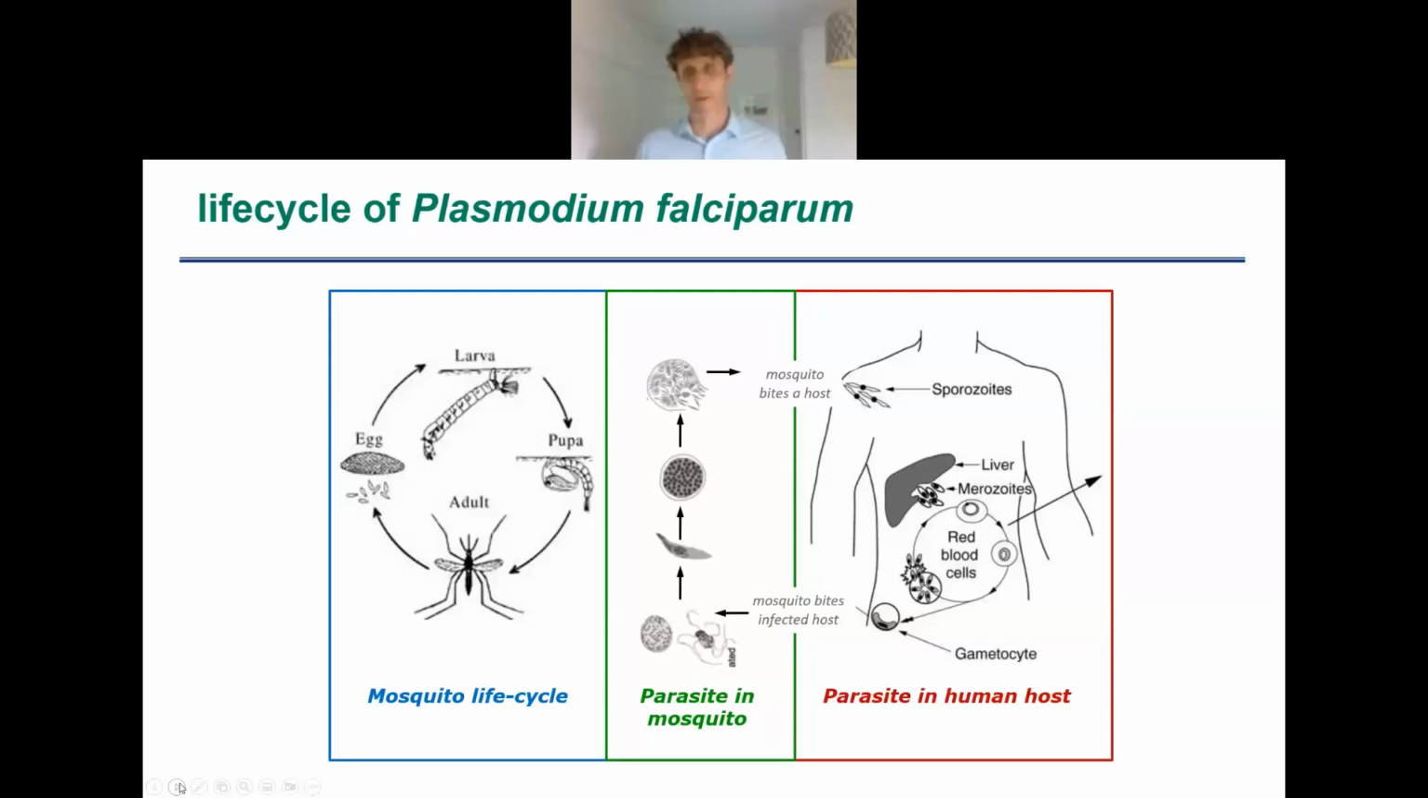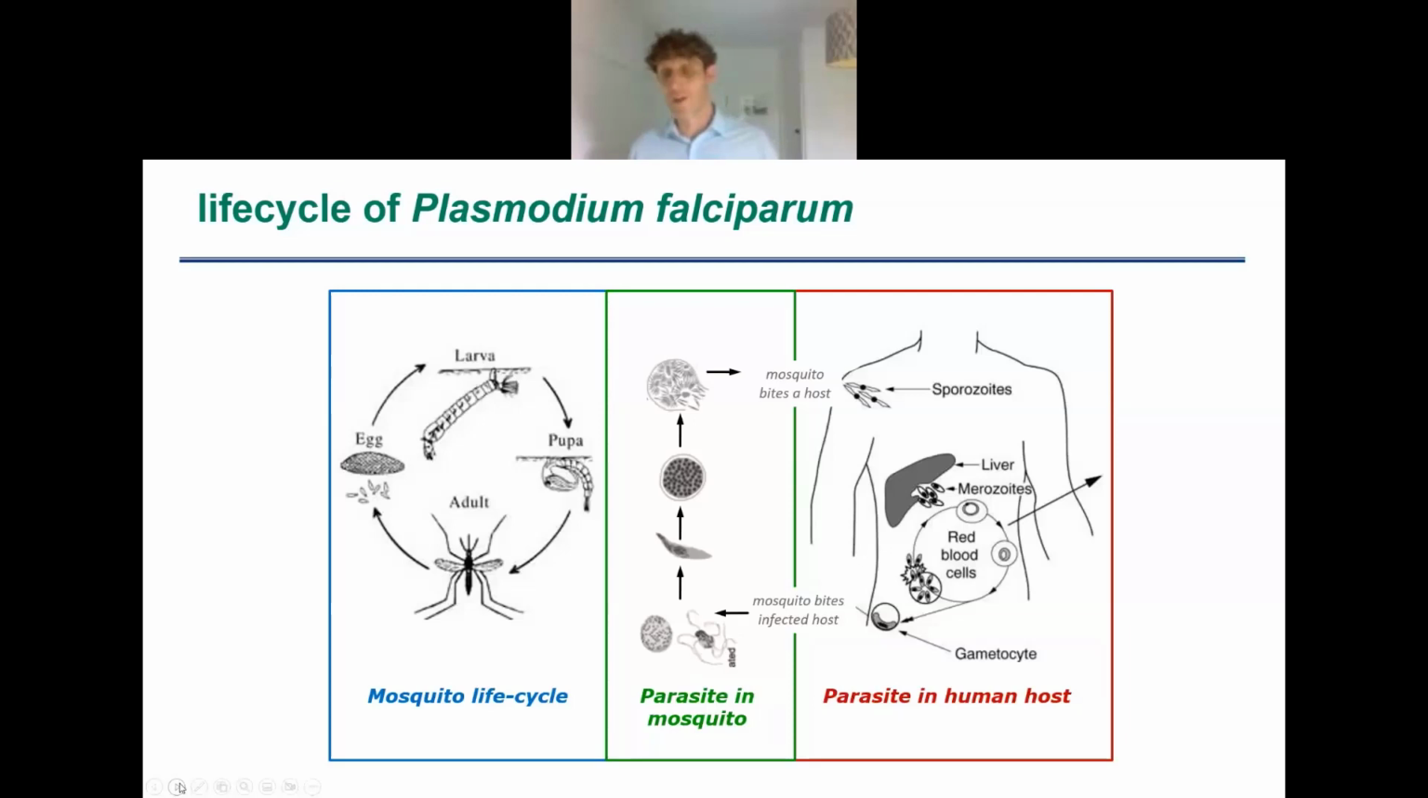The interaction between human and the parasite, the interaction between the mosquito and the parasite, the interaction between humans and mosquitoes. And so it's a really interesting forefront of the battle of evolution, and it's obviously got huge impact on public health. So just a bit of a summary of where we are with malaria at the moment.